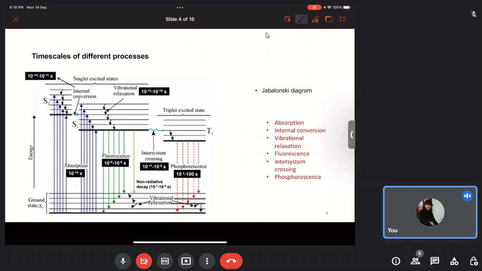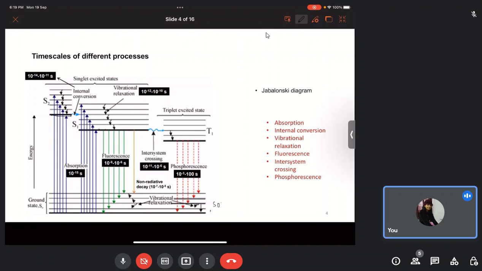Now, this is not a question per se. It's about the different time scales of the processes involved in molecular absorption and fluorescence. This is a Jablonski diagram, which has been covered in the class. The ones shown in blue are absorption processes. S0 is the ground state, S1 is the singlet first excited state, S2 is the singlet second excited state.